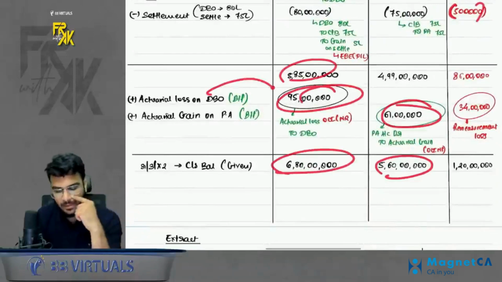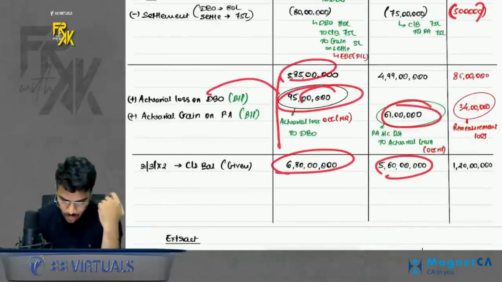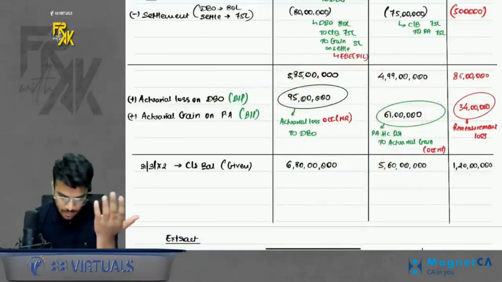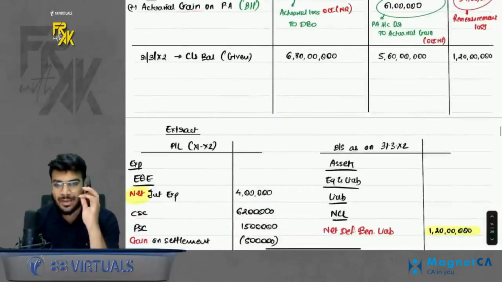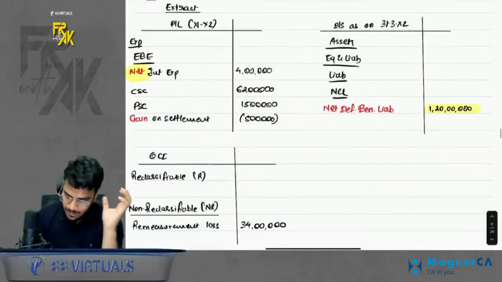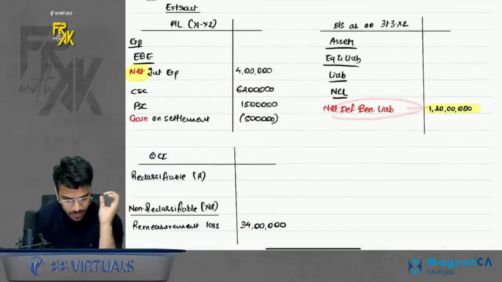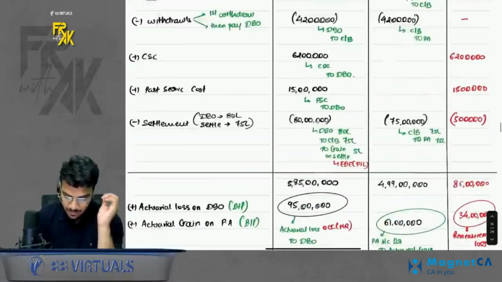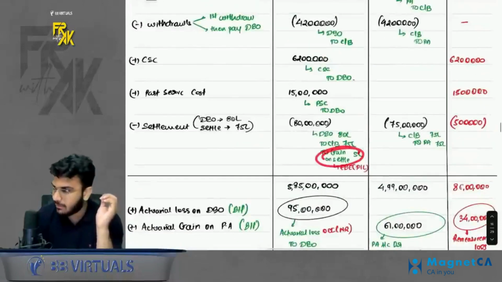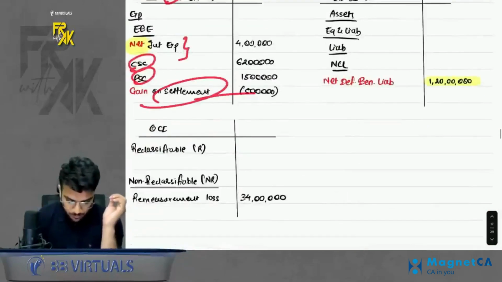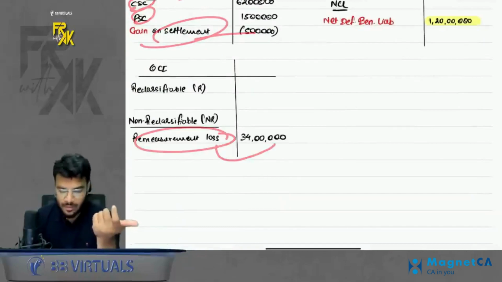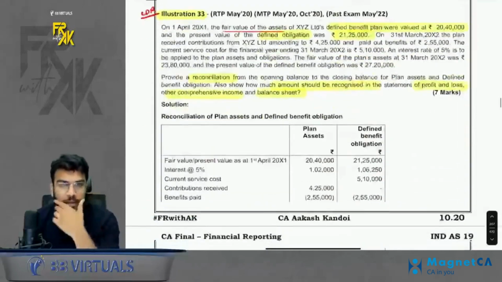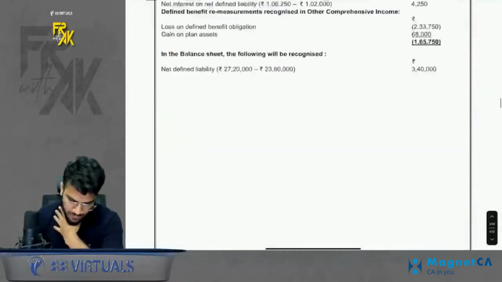The difference will be, because liability is increasing, it will be actual loss. And if you see the asset, it is also increasing. If asset increases, it is a gain, so actual gain. In this question also, extract was asked, so the extract has been given by me. In balance sheet, net will come. In profit and loss, net interest expense, current service cost, past service cost, and also, since you have settled for a lesser amount, this gain on settlement will also come here. In OCI, remeasurement loss, net will be shown here. So this was a very good question. Presentation has been given by me, just refer to it. 33 is the same as 32, just refer to it, it is very similar.